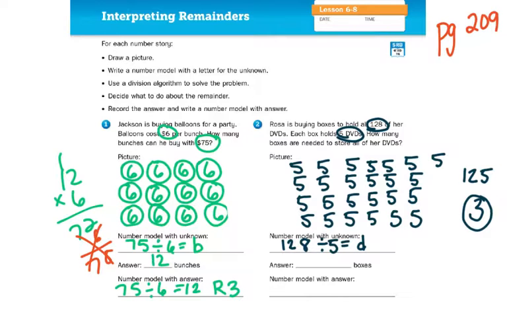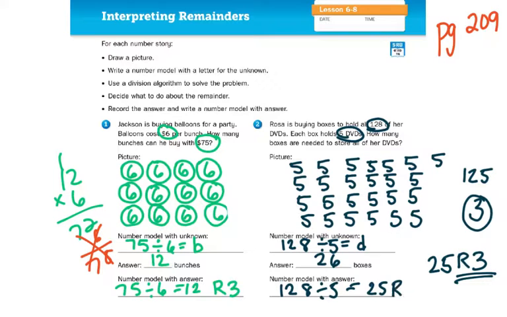So what do I need to do? Well, the answer is really 25 remainder 3, but now I have those 3 DVDs that might get broken. So what do I need to do? I'm going to round it up. So the answer would actually be 26 because I'm going to round it up. My number model is 128 divided by 5 is actually 25 remainder 3.